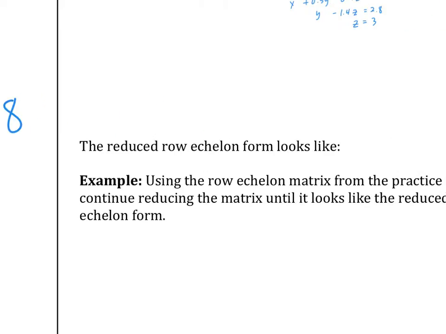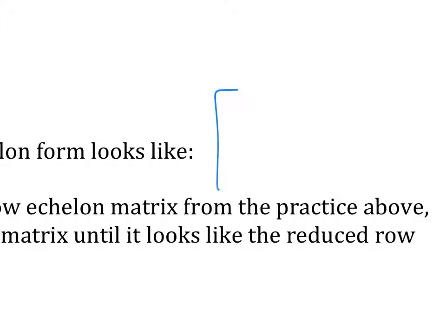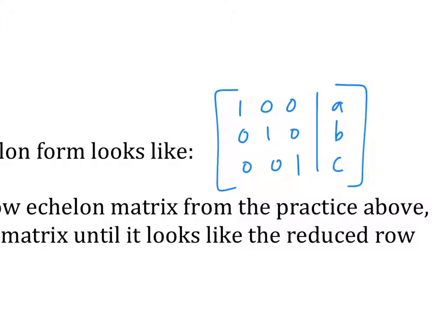This one looks like this. It is also a triangle, but its triangle is a little different. It goes 1, 0, 0, 0, 1, 0, 0, 0, 1. So the identity matrix. On the side, it's A, B, C. So much easier this way because X is just A, Y is just B, and Z is just C.